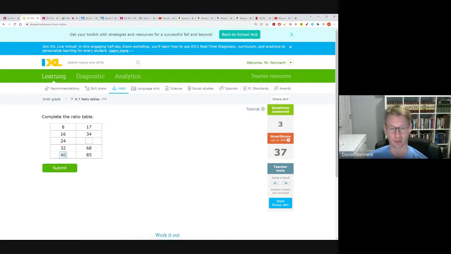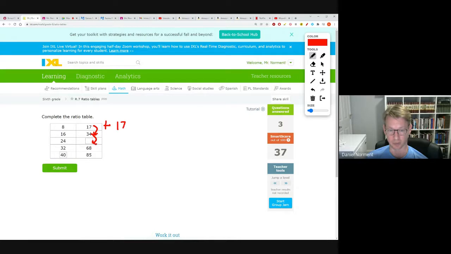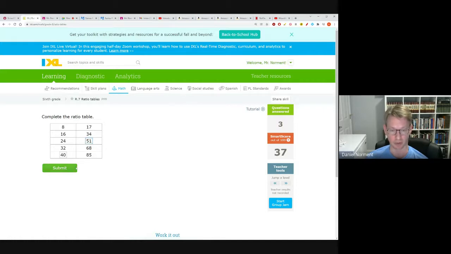It's 40. And here you're increasing by, this is going plus 17. That is plus 17, and you're adding 17. So you add 17 to that. That's going to be 51. So you go right there.